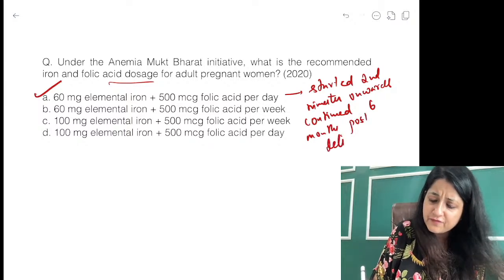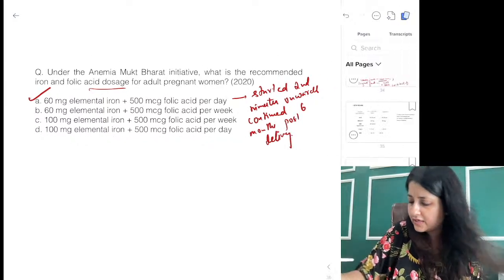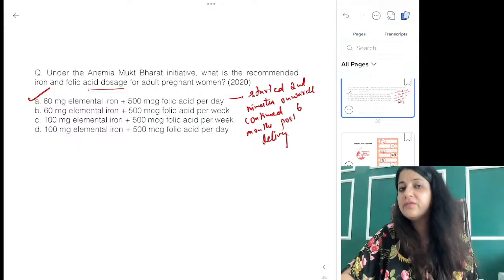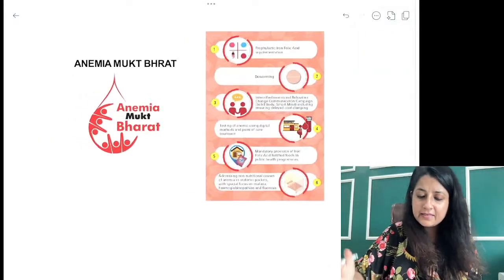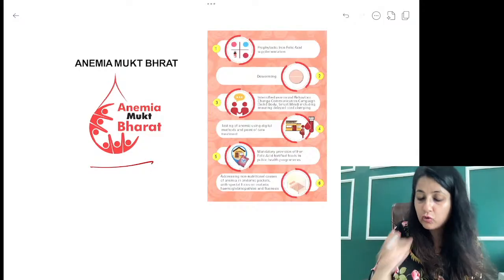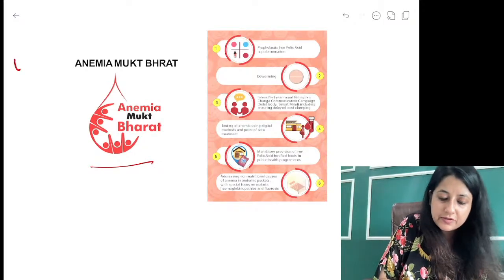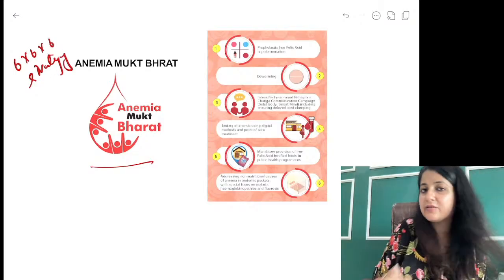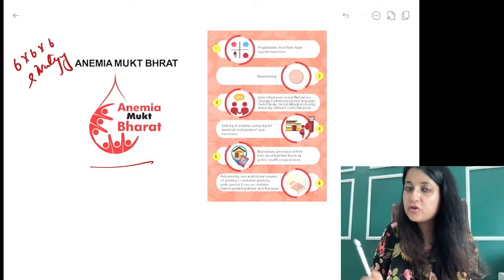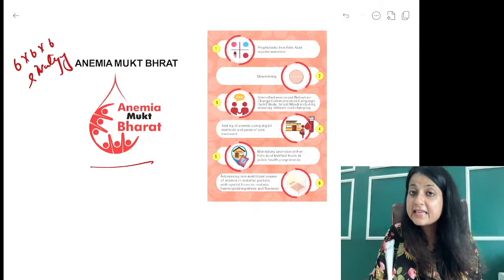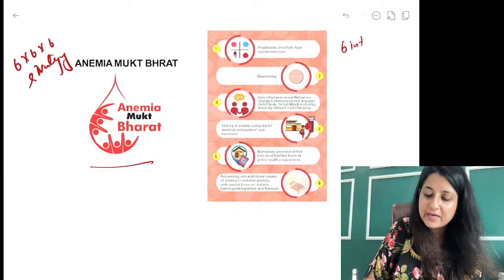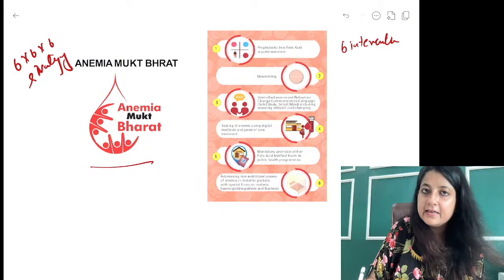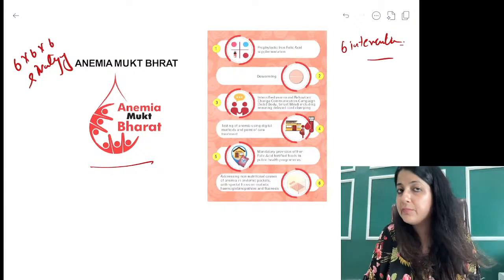And what was the purpose of this iron folic acid? So you all know, this is the Anemia Mukt Bharat logo. It relies on the 6x6x6 strategy discussed in the image based sessions also: 6 beneficiaries, 6 interventions, 6 institutional mechanisms. These 6 interventions, you will find in the other lecture also in the image based session.